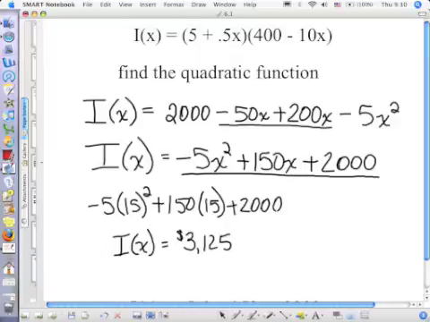What we do care about is that we increased our money from last year by $1,125. Last year we only made $2,000. This year we made an extra $1,125. New York, here we come. Okay?